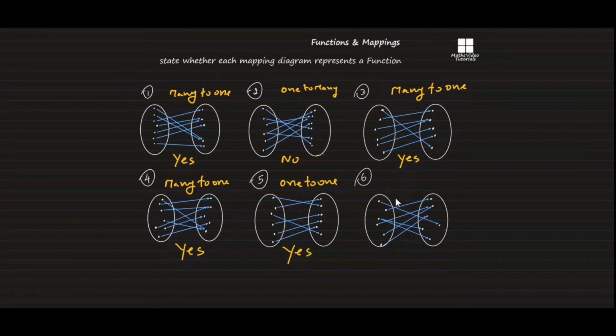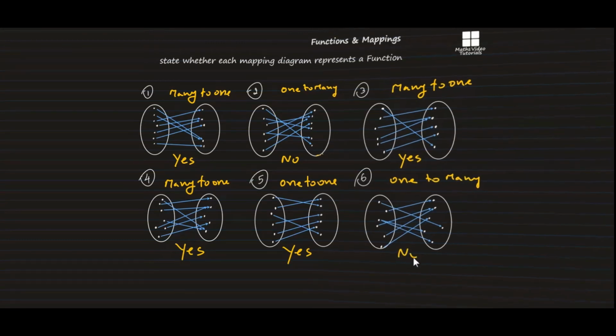And the last one, this one is also a many to 1. I've got these 2 link up to this, and I got this one here as 1 to many. So although these 2 are many to 1, because of this we're going to say it is 1 to many. So therefore it is not a function, so we say no.